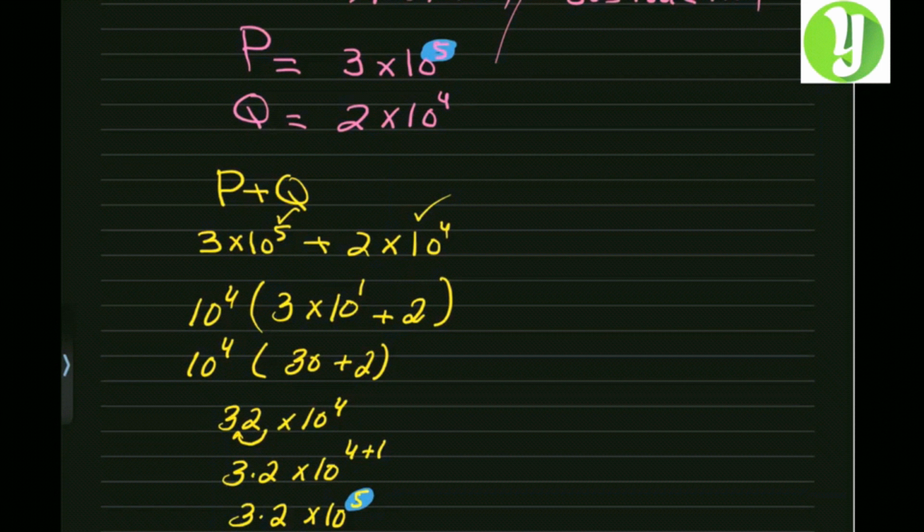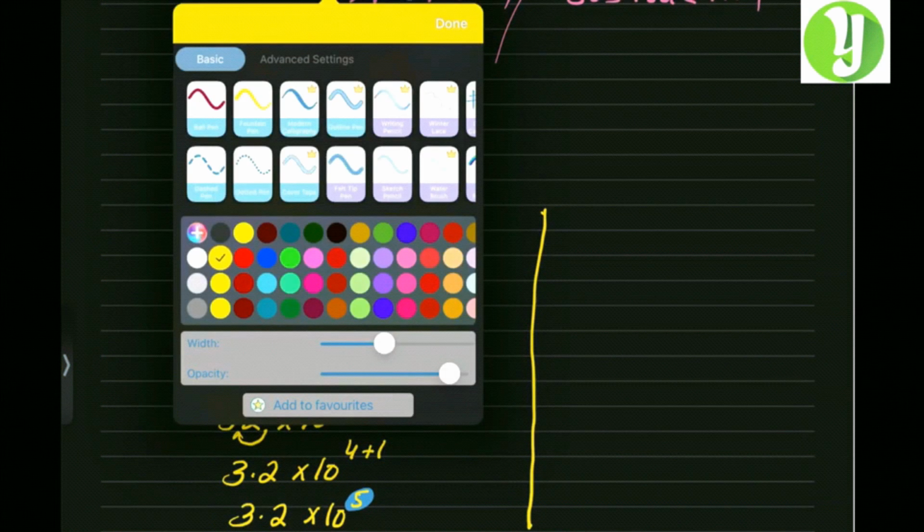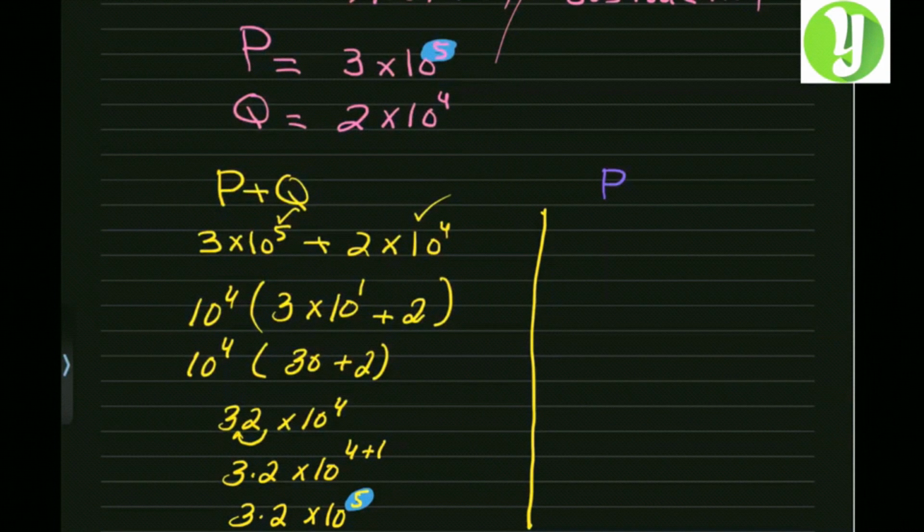Now the next one, we have to perform subtraction as well. So a subtraction is like an addition. If I just do the subtraction, it's p minus q. So p is 3 times by 10 power of 5 minus 2 times by 10 power of the 4. Once again the same rule, we have to take a power common. So it's 10 power 5, 10 power 4, we have to take the minimum power common.